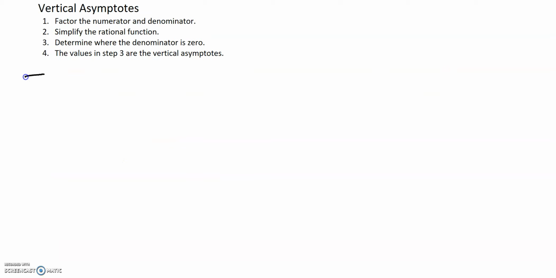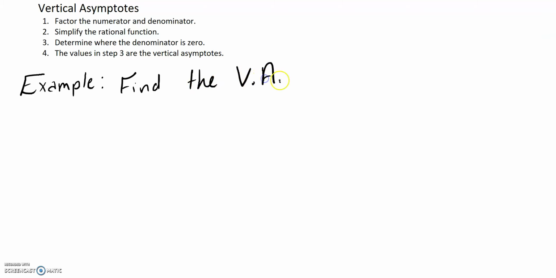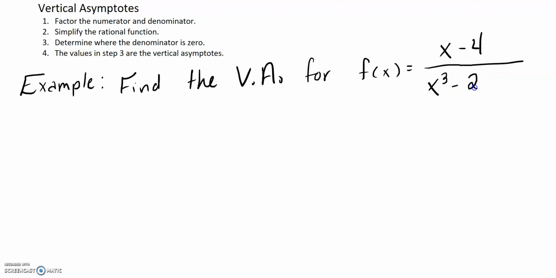Now, for our first example, let's find the vertical asymptotes. So VA for vertical asymptotes for f of x equals x minus 4 all over x cubed minus 2x squared minus 16x plus 32. Now, once again, you want to factor both the numerator and denominator if possible. So for the numerator, it's already simplified. It's x minus 4. That's easy enough.